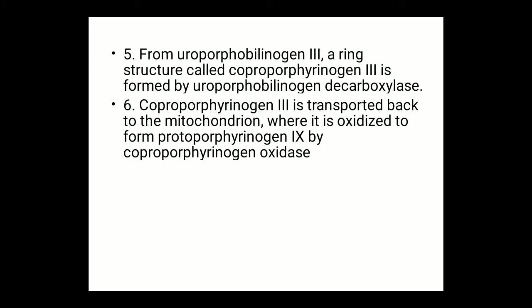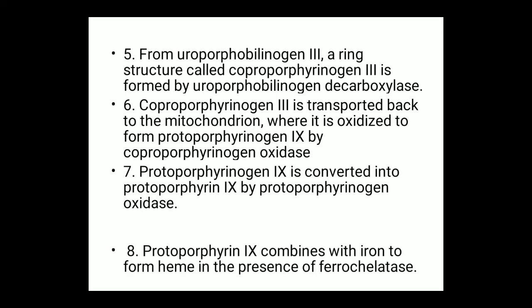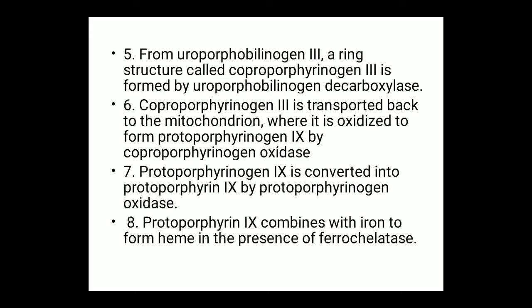Porphobilinogen III is transported back to the mitochondria, where it is oxidized to form protoporphyrinogen IX by porphobilinogen oxidase. Seventh, protoporphyrinogen IX is converted into protoporphyrin IX by protoporphyrinogen oxidase. Eighth, protoporphyrin IX combines with iron to form heme in the presence of ferrochelatase.